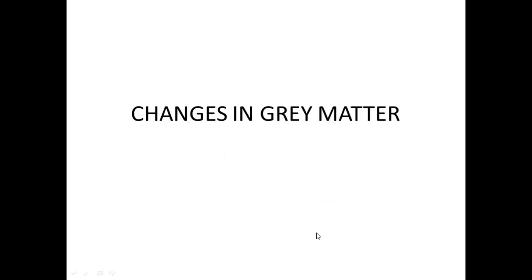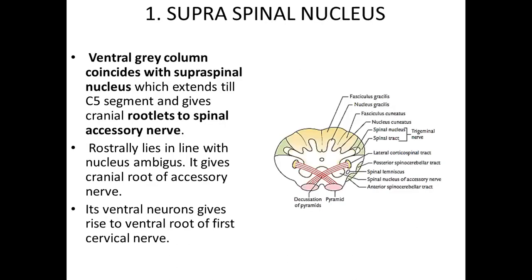So firstly, what are the changes occurring in the gray matter? Firstly, the supraspinal nucleus. Now, these ventral horns which you are seeing, these are the supraspinal nucleus. The ventral gray column of the spinal cord coincides with the supraspinal nucleus and it extends till the C5 segment, and this gives rise to the rootlets of the spinal accessory nerve, the spinal part of the spinal accessory nerve. Also, its ventral neurons will give rise to the ventral rootlets of the C1 spinal nerve.